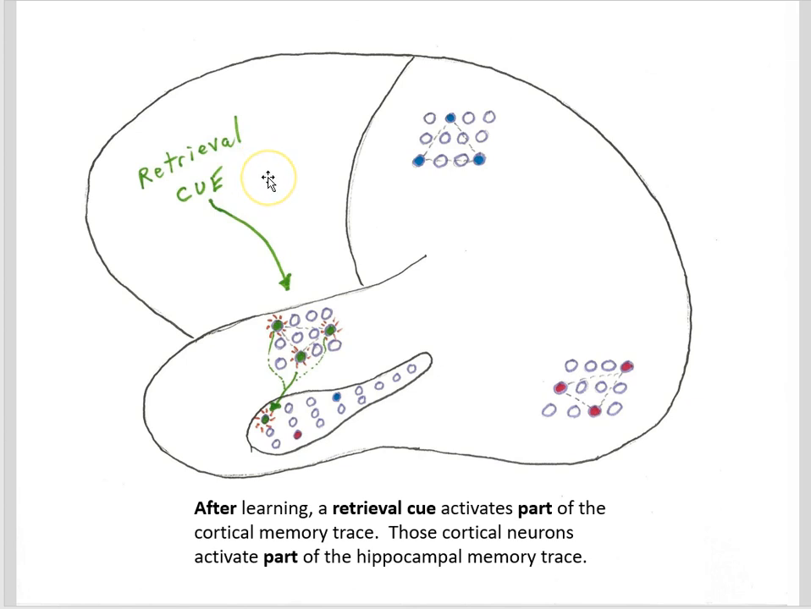And the idea is that after we've learned about amoeba the day before, the retrieval cue is going to activate part of the cortical memory trace. Remember, the cortical memory trace included all of these regions of the cortex here, but the cue, if I just say the word amoeba, that's an auditory cue. So auditory cortex will activate those cells that store the memory trace for the sound of the word amoeba. And they will then activate the hippocampus, just as we saw the day before during learning. So those cortical neurons activate part of the hippocampal trace. So you see the green cells being activated here.